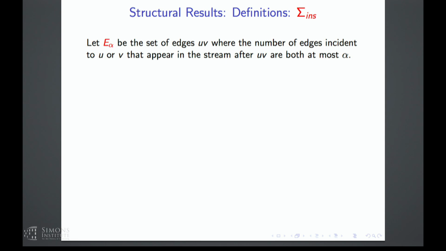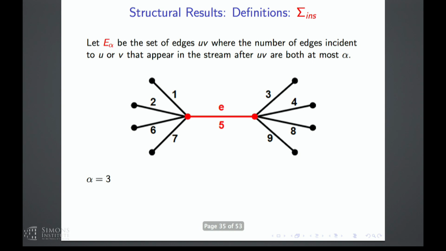And finally, let me talk about sigma insert. First, we define the set E sub alpha, which is the set of edges UV, such that the number of edges incident to either U or V that appear in the rest of the stream are both at most alpha. And let me give you an example.